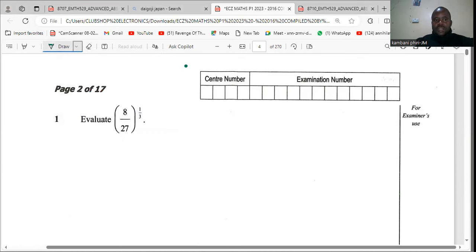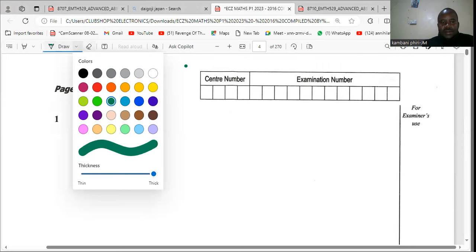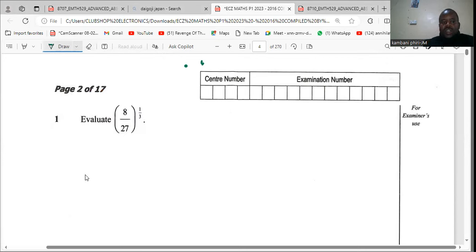Evaluate 8 divided by 27, all to the power 1/3. So we have 8 divided by 27 to the power 1/3. There are a lot of ways of doing this.